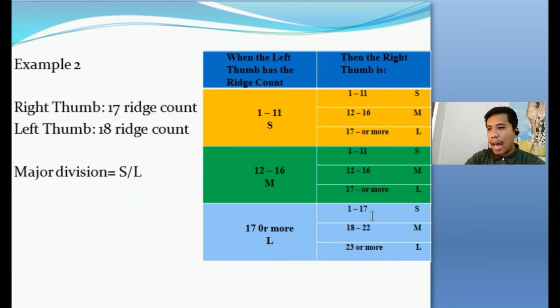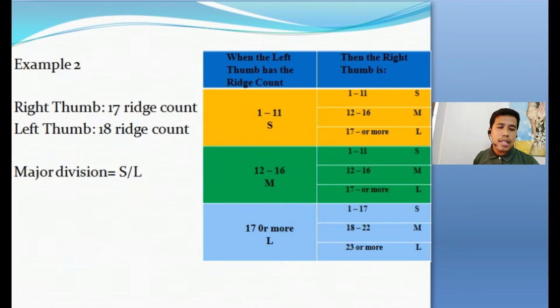So our 17 on the right thumb, instead of being large, what is written here is 1 to 17 small. 1 to 17 is small. So what you put is letter S or small. Why? Because your left thumb is large. Again, if the left thumb is large, you follow the format 1 to 17 small, 18 to 22 medium, 23 or more large on the right thumb. So that's how major division is computed.